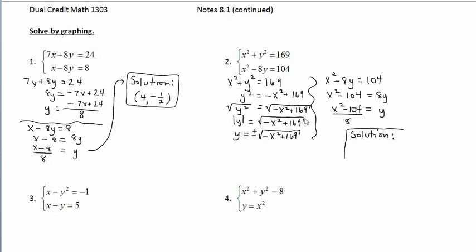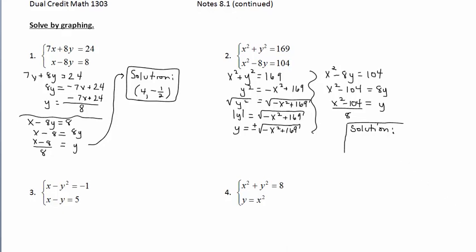And also just keep in mind that for this circle right here, it's possible that this circle wouldn't intersect this parabola. It depends upon the placement on the grid, but we'll see that tomorrow. All right, let's look at number 3.